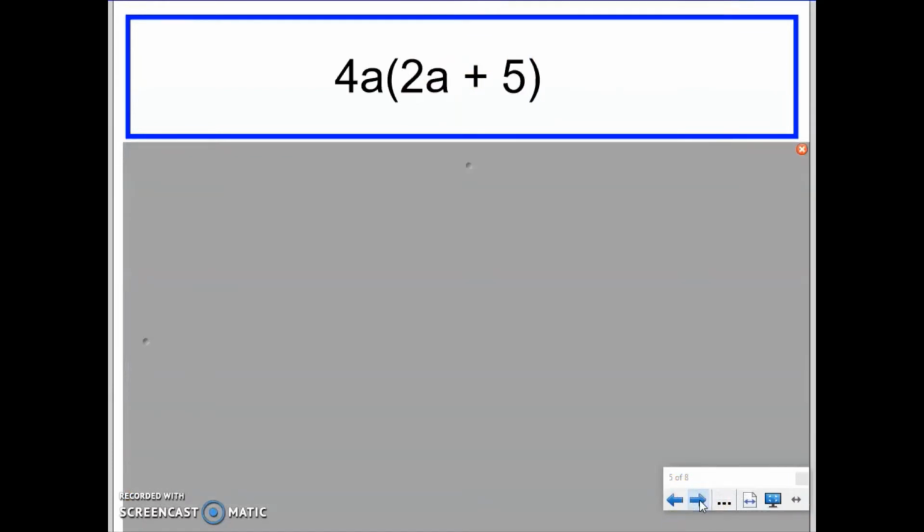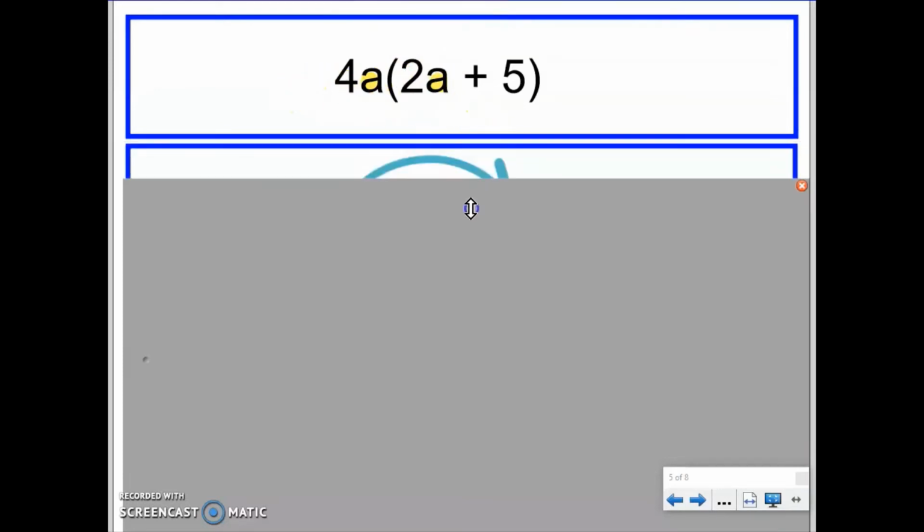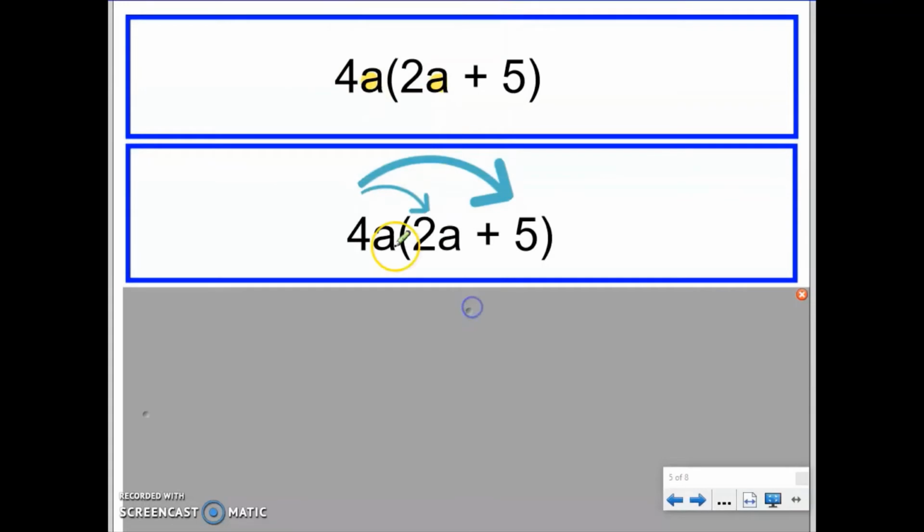Okay, just to make it slightly harder, I've introduced two letters at this stage. So we have an A outside and an A inside the bracket. We should know from earlier work with algebra that when we multiply A by A, we get A squared. And we're going to use that fact to expand the bracket. The process is very similar. I'm still going to do two multiplications, 4A times 2A, and then 4A times 5.